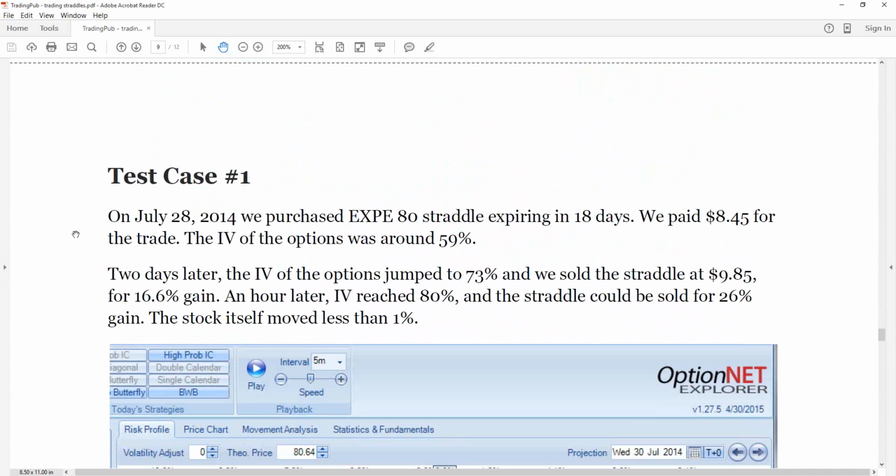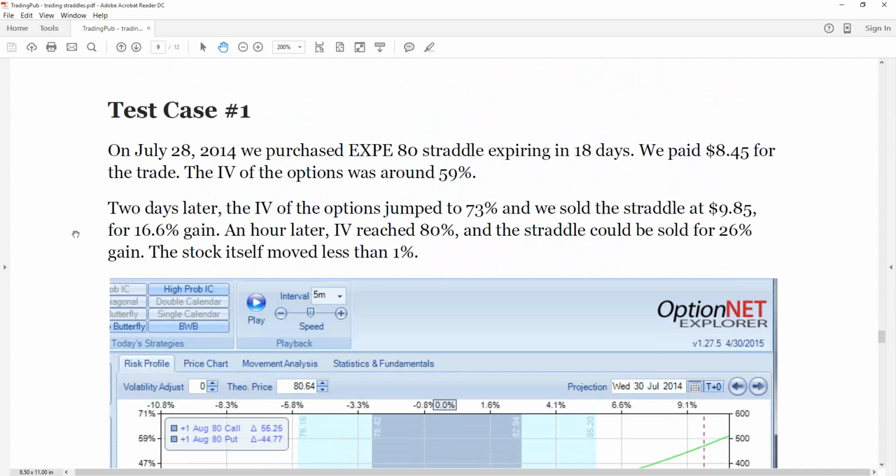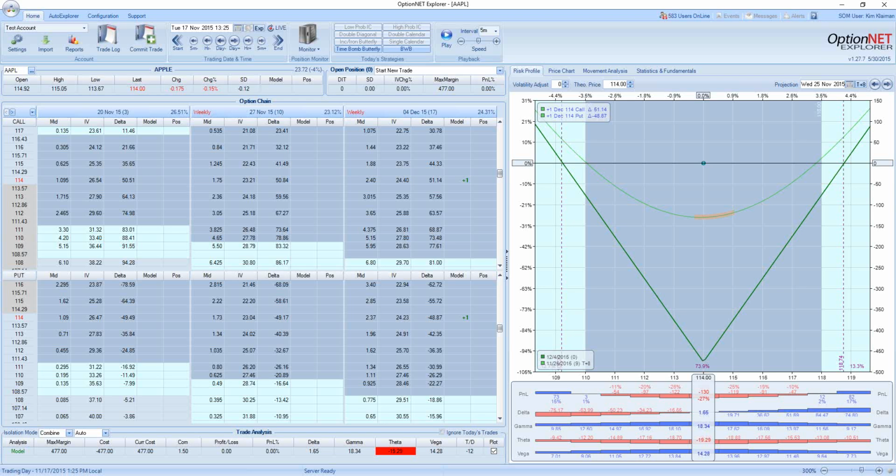Okay, let's take a look at a couple of test cases. Test case number 1. On July 28, 2014, we purchased an Expedia 80 straddle expiring in 18 days. So let's go to the software, July 28, 2014. So Expedia.